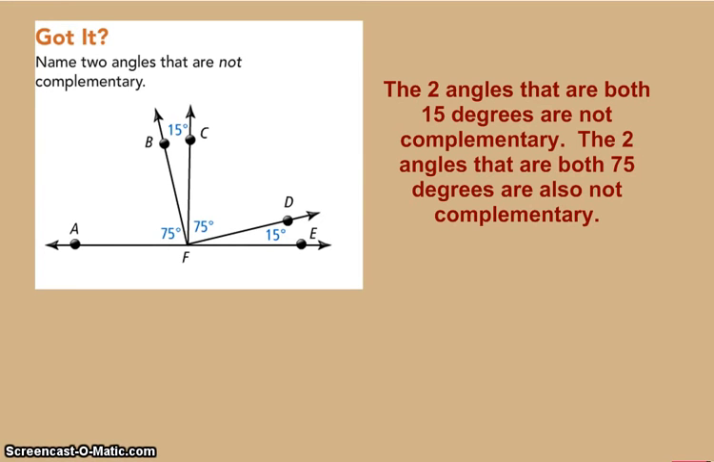Name 2 angles that are not complementary. The 2 angles that are both 15 degrees are not complementary. They do not add up to be 90 degrees. The 2 angles that are both 75 degrees, they also are not complementary because they do not add up to be 90 degrees.